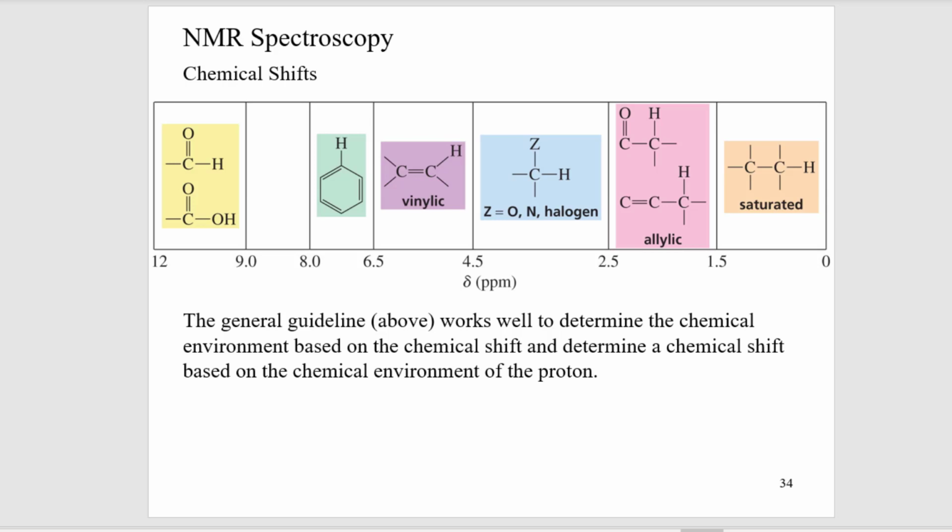Roughly, hydrogens that have pretty much no electron withdrawing group at all on them, saturated hydrocarbons, let's say, are very upfield. Hydrogens like the hydrogen on an aldehyde or the hydrogen directly attached to the oxygen of a carboxylic acid are very, very downfield, deshielded. And you can see all variations in between.